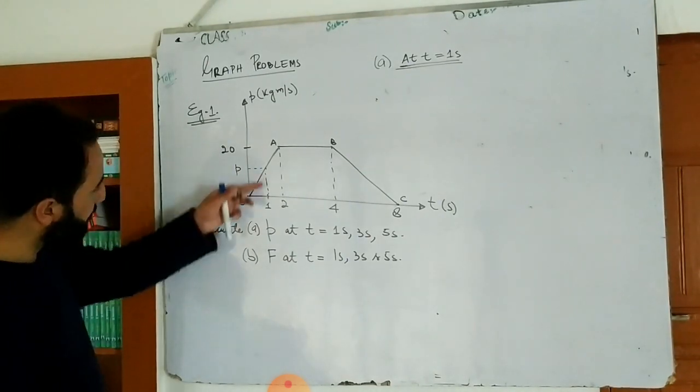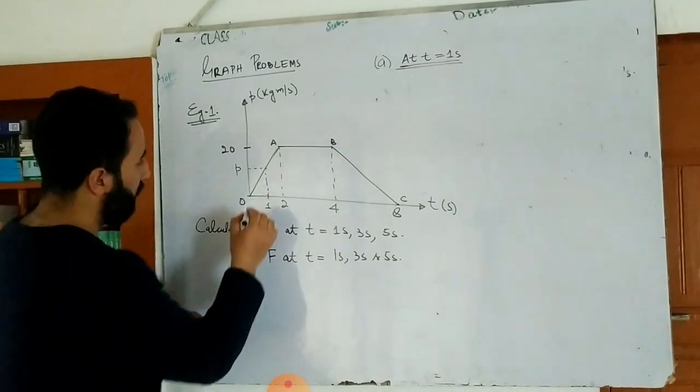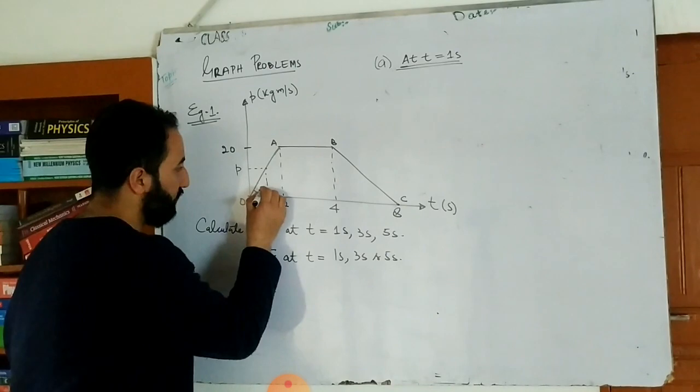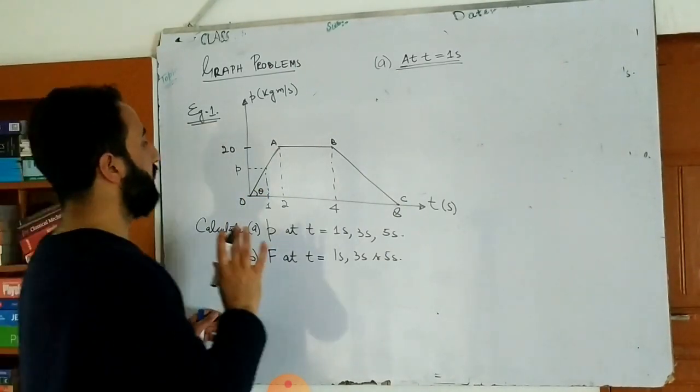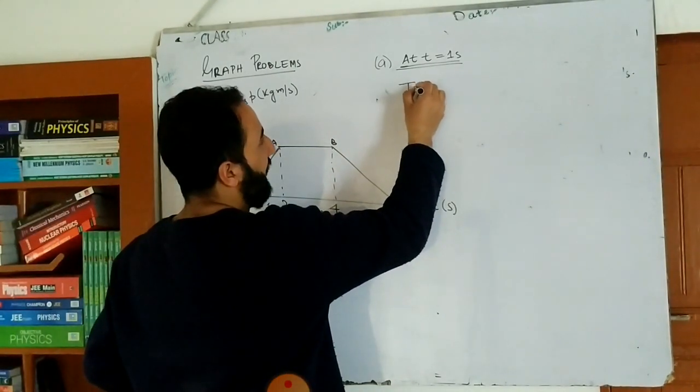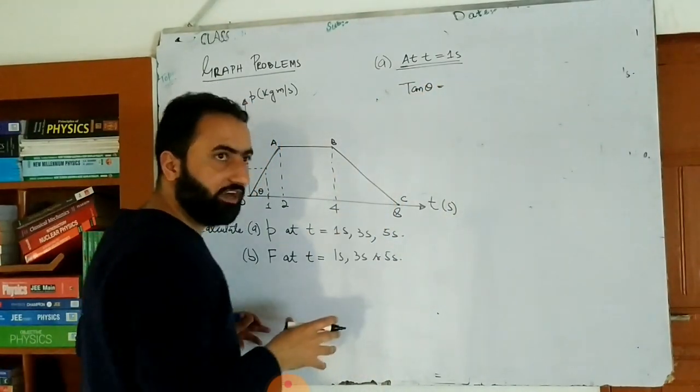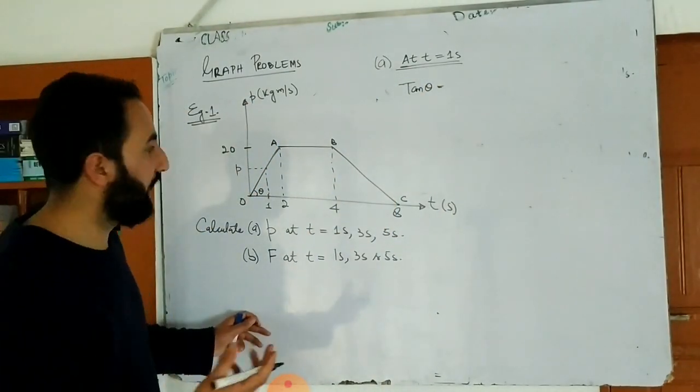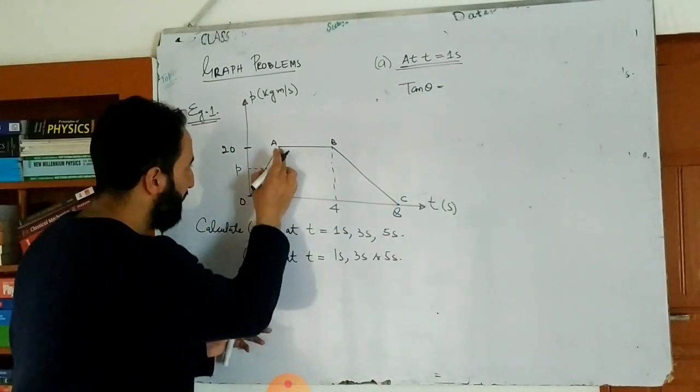We have to calculate this momentum at 1 second. Okay? So suppose this angle here is equal to theta. Okay. So I will calculate here what is tan theta. I will calculate tan theta from the smaller triangle as well as from the larger triangle. From the smaller triangle and from the larger triangle.